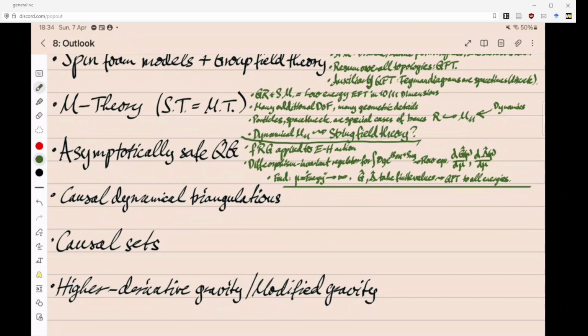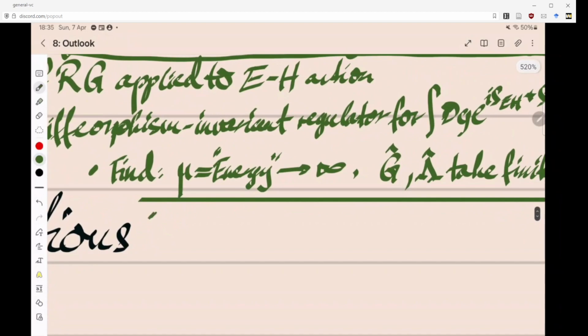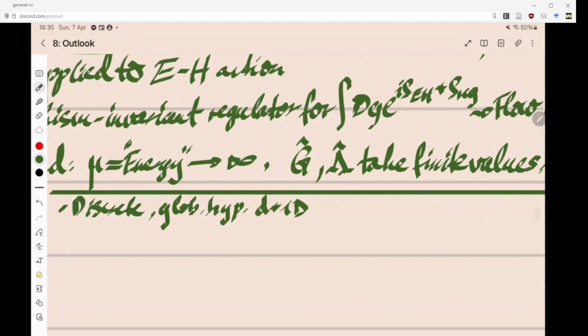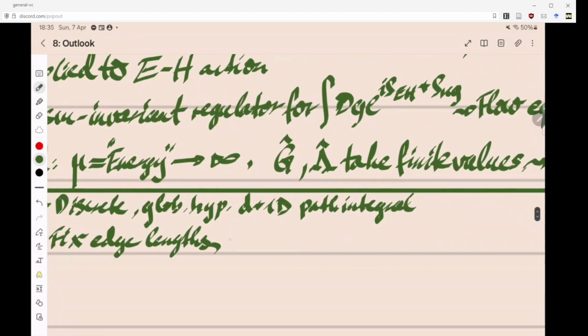Now, the next one is causal dynamical triangulations. This is also a path integral approach, but it's a discrete one. So this is a discrete, globally hyperbolic 3 plus 1D path integral approach. Okay, let's say D plus 1D. So what does discrete mean? It means you fix edge lengths and make the spatial slice an arbitrary graph with dynamical topology.